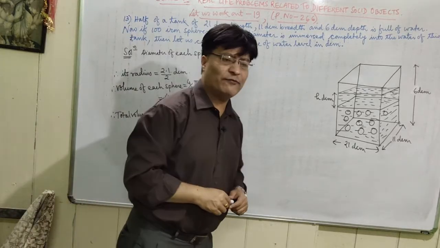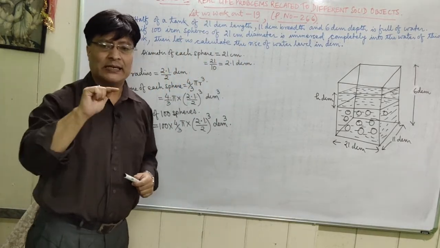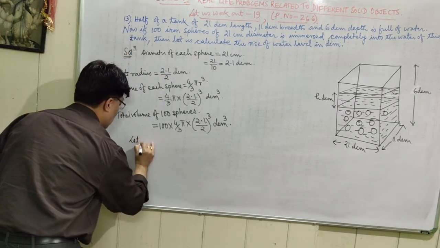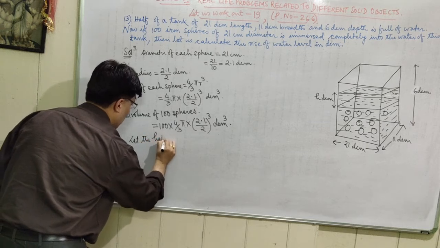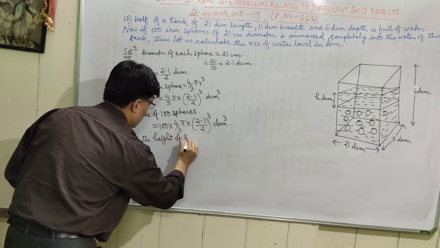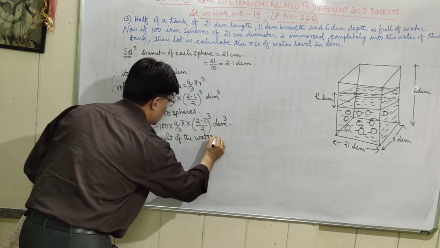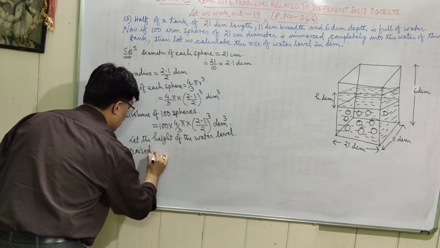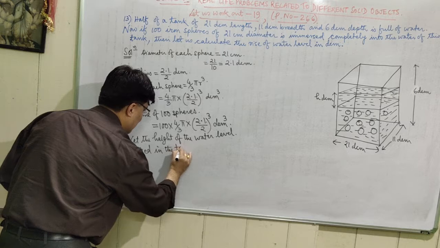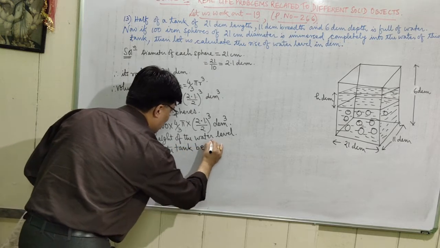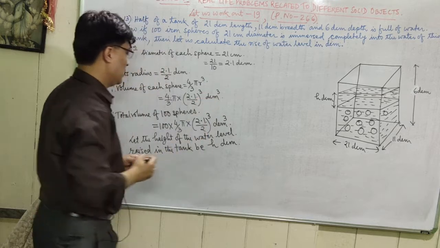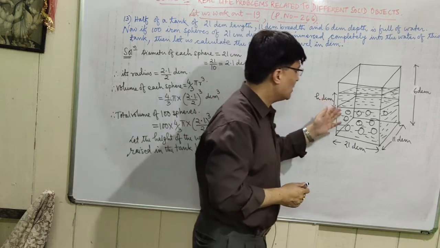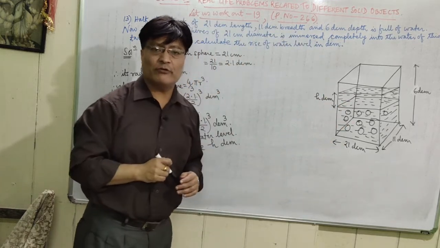Now in this case, you have to find out the height of the water level raised in the tank. Let the height of the water level raised in the tank be h decimeter. So now let us calculate the volume of the water level raised.